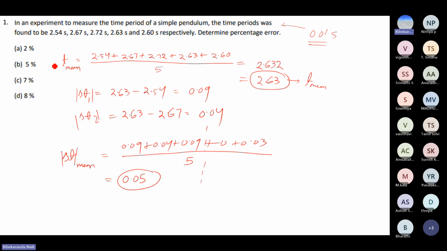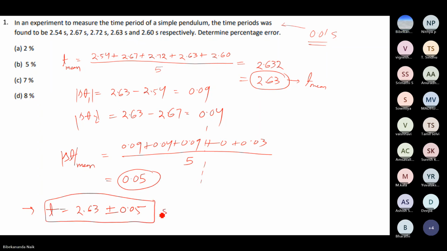So these are mean values and these are mean value of the errors. So if you take these two values, the time T will be: mean value is 2.63 and the error is 0.05, so 2.63 plus minus 0.05. So this is the notation of that experiment. And the question is how to calculate the percentage error.